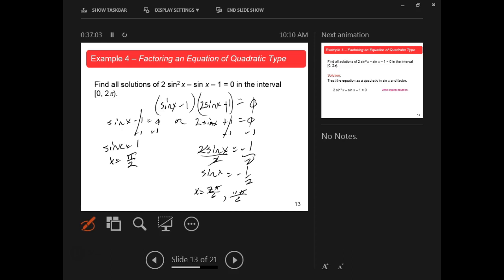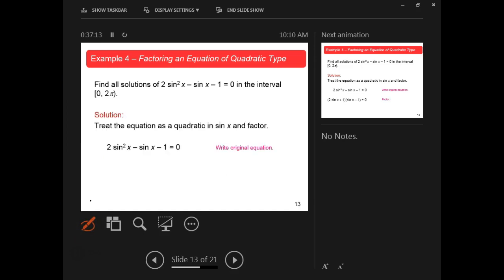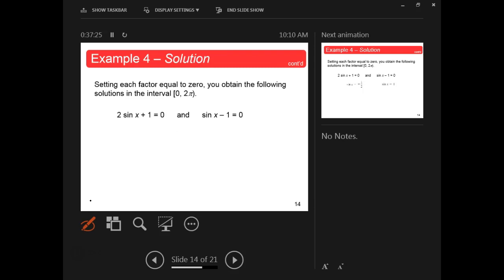Okay, let's see how the book did it. Okay, first thing they did was write the equation again. Good for them. Okay, write the original equation. Okay, then they factored it. 2 sine x plus 1 times sine x minus 1. Set each of those equal to 0. 2 sine x plus 1 equals 0 will yield sine x equal negative 1/2. And sine x minus 1 equals 0 yields sine x equal 1.